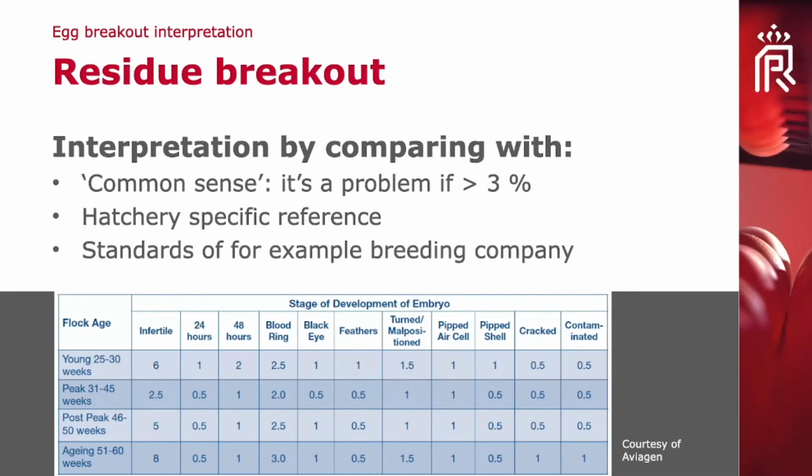Another thing that you can do is actually compare it by the standards of a breeding company. On the bottom is by courtesy of Aviagen. You can see that they actually have written down the number or the percentage of all the different stages of development for different flock ages. So then you can compare your data of today with, for example, this data of Aviagen, and you can see if you're actually up to the standards of the breeding company or maybe below or above, and you can find out if there is a problem.